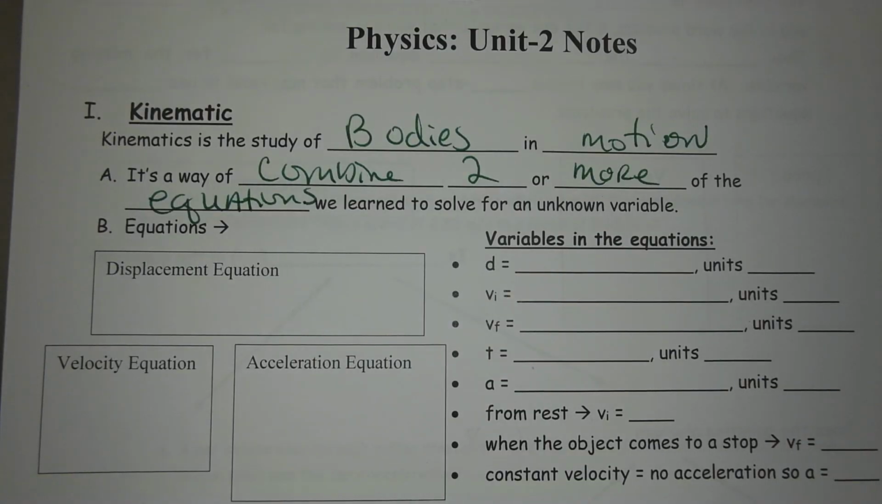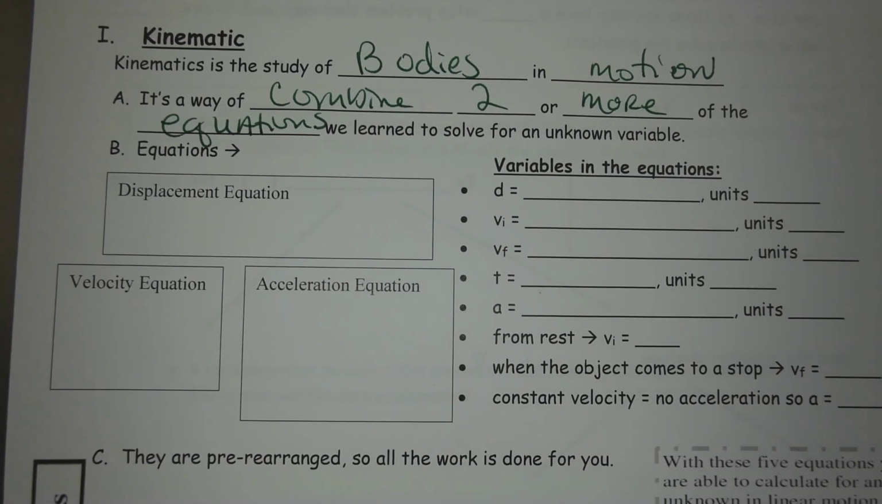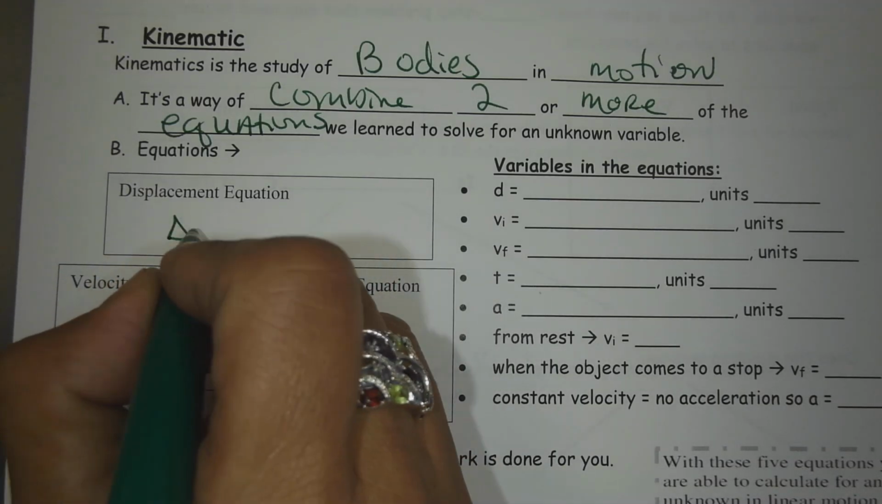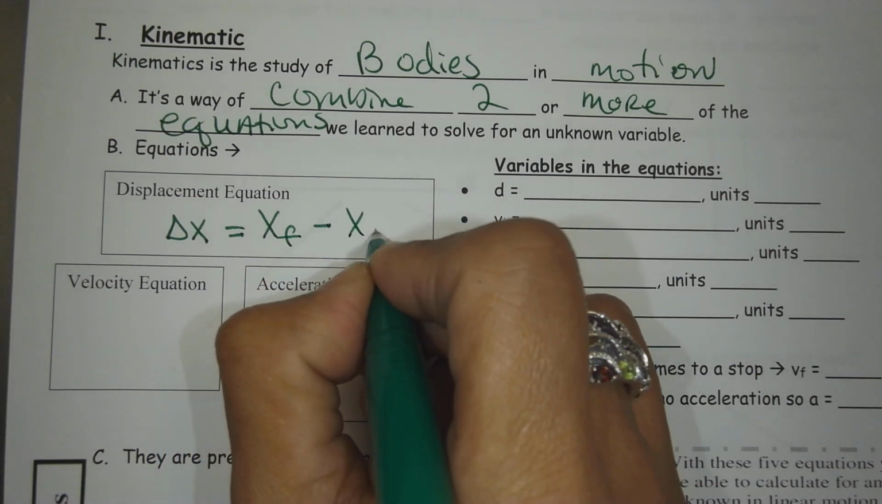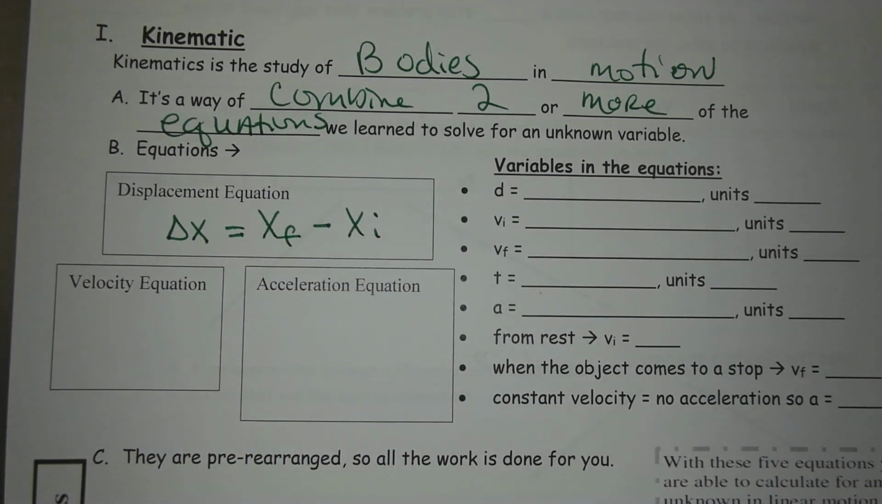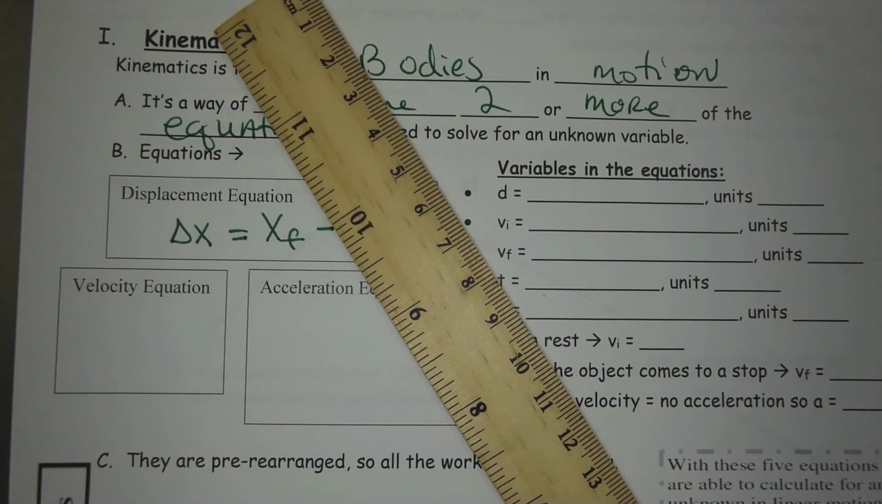Now, which equations are you talking about, Ms. Munson? I'm talking about the equations that we already did. In Unit 1, we start off with displacement, which is x sub f minus x sub i. Remember that lizard that was on the tree and how it was moving? That's displacement. Or if you have a picture, you would just use a ruler to find the straight line.